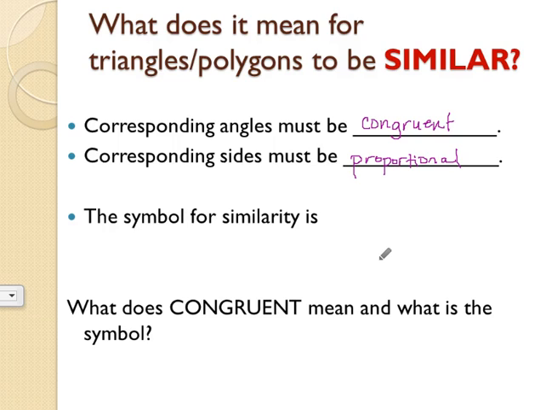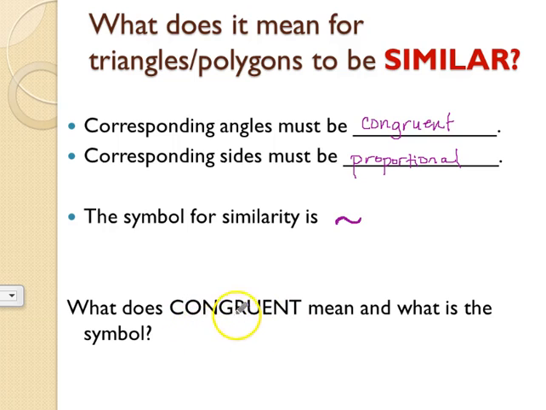So take time to write this down in your math notebook right now. And you're going to see a symbol a lot for similar. It's only part of our congruency symbol. So the symbol for similarity is just that little symbol. That's all. So congruent, remember, means same shape, same size.